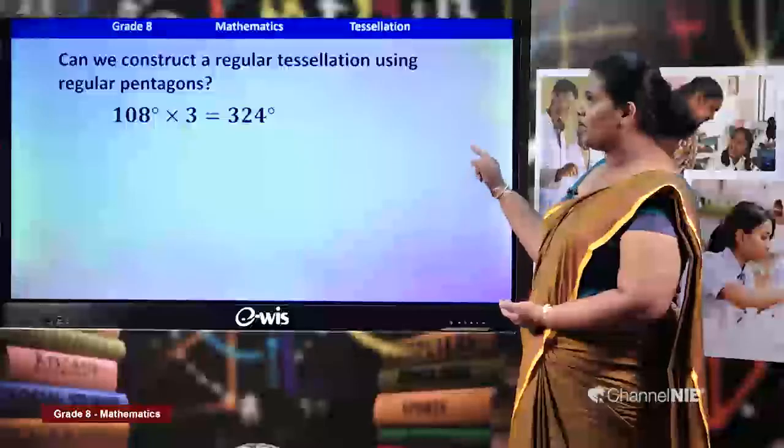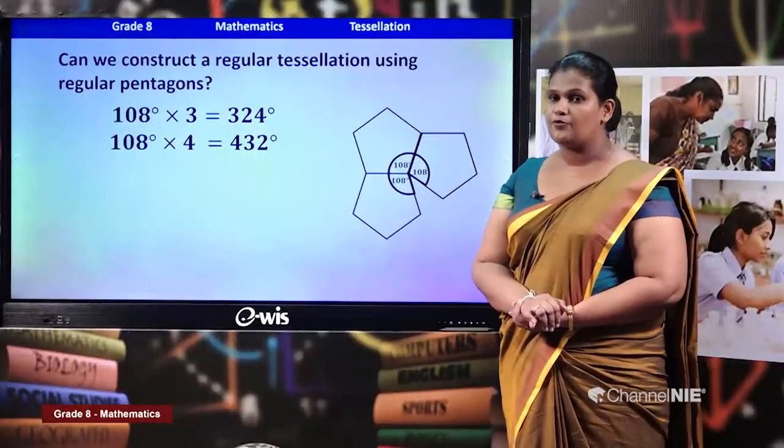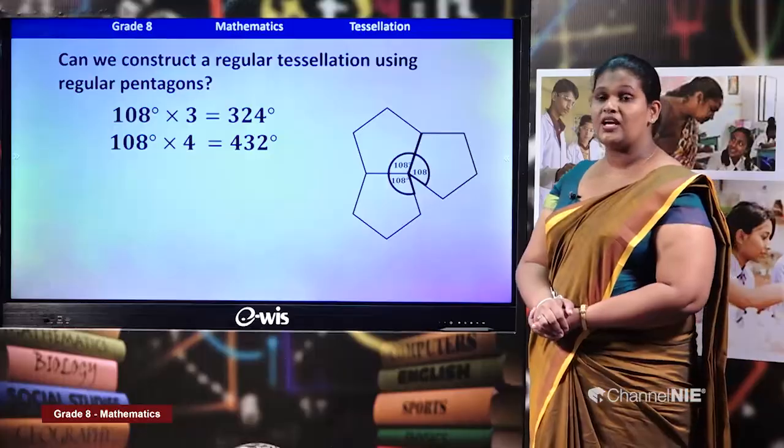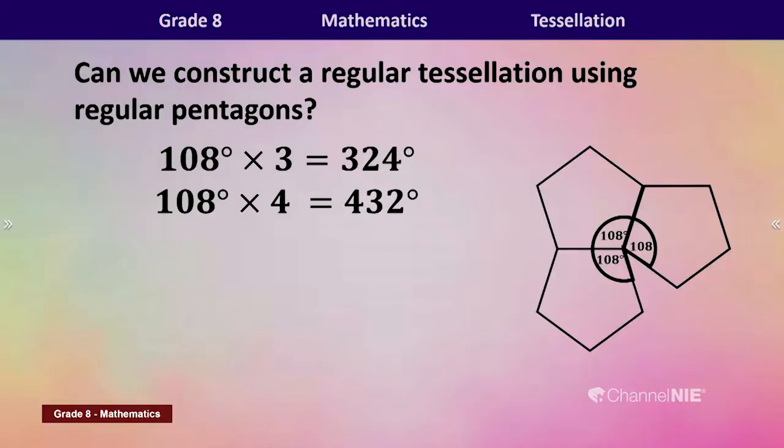So, we will multiply the interior angle by 4. Once again, that is 432 degrees. That is greater than 360. So, we can see we cannot make a regular tessellation using a regular pentagon.